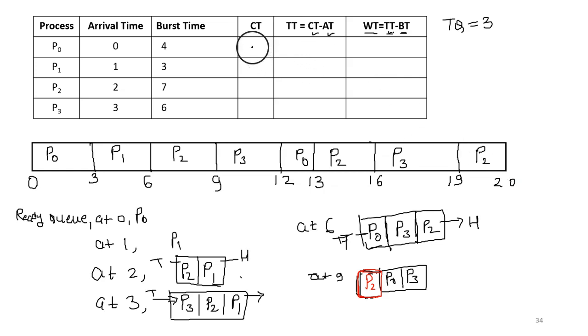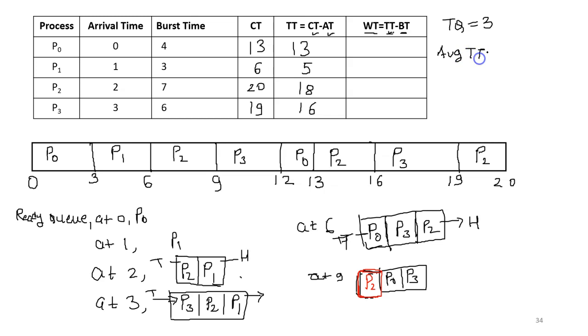So completion time of process P0 is 13. Completion time of process P1 is 6. Completion time of process P2 is 20. Completion time of process P3 is 19. Now turnaround time is completion time minus arrival time. So for P0, turnaround time is 13 minus 0, that is 13. For P1, turnaround time is 6 minus 1, that is 5. For P2, turnaround time is 20 minus 2, that is 18. And for P3, turnaround time is 19 minus 3, that is 16.